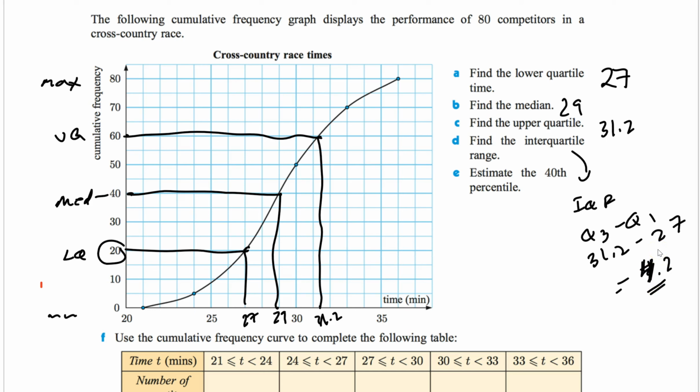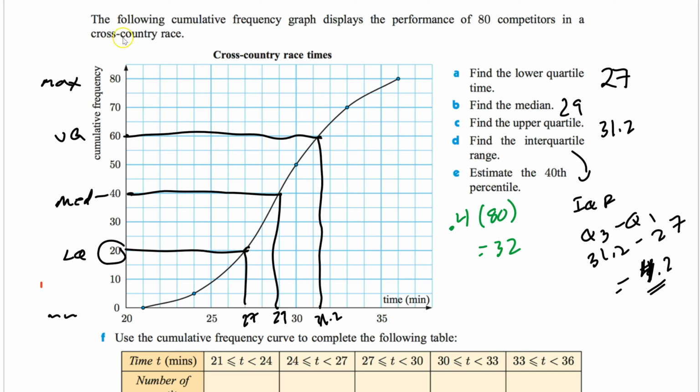Now, the last part of this little mini part right here is estimate the 40th percentile. So again, they didn't say top, so we just go from the bottom. So it's just 40 percent, just get 40, multiply that by 80, and you get about 32. So again, that's not the answer, you've got to use the graph.